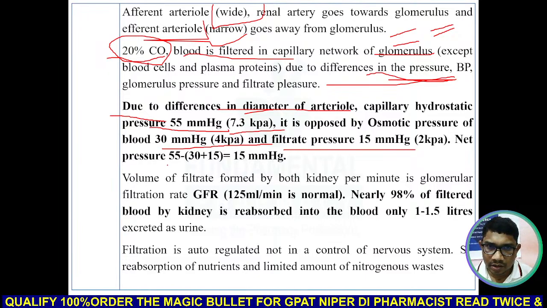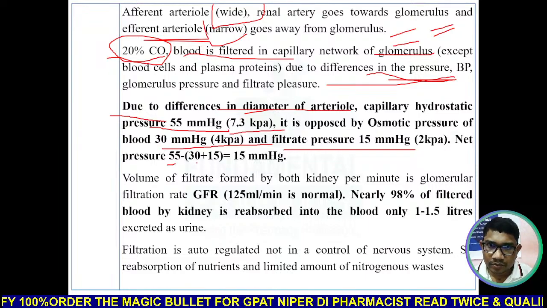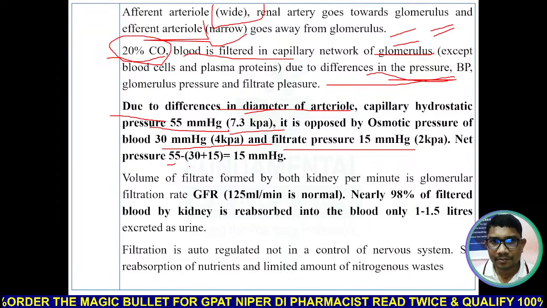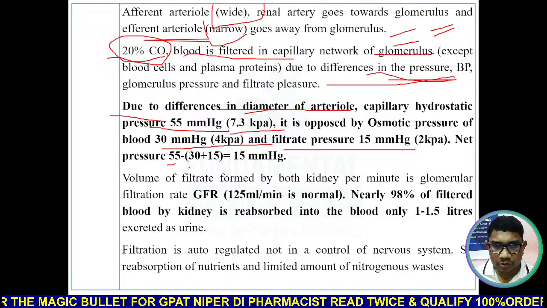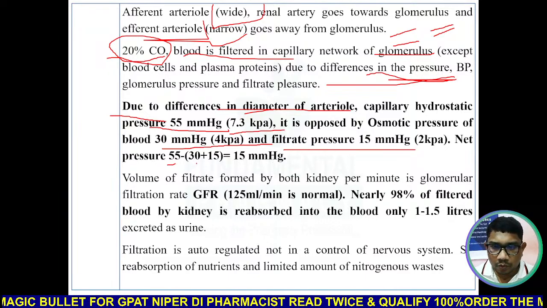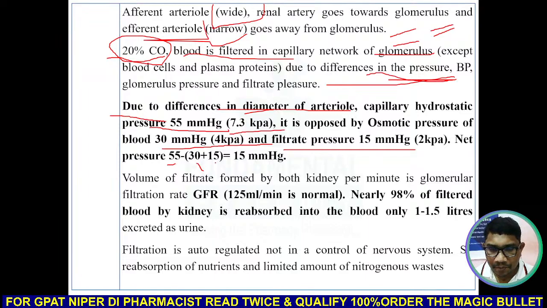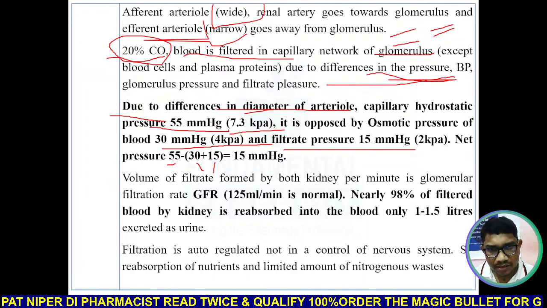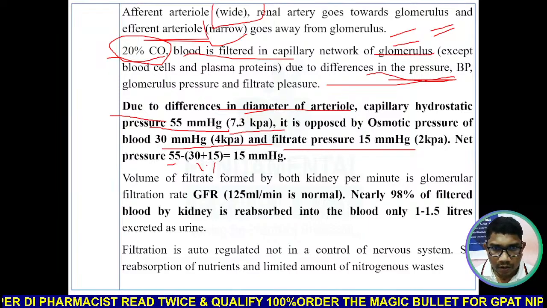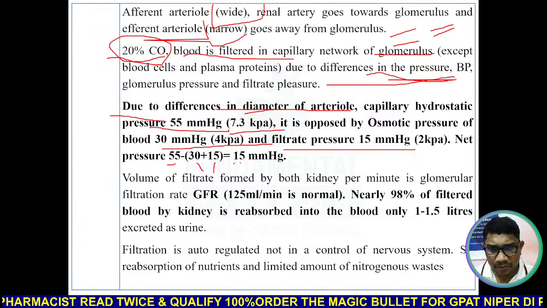55 is nothing but the hydrostatic pressure, opposed by osmotic pressure of blood and filtrate pressure, so you have to add these two, which is 45. Net pressure is nothing but the 55 mm of Hg.